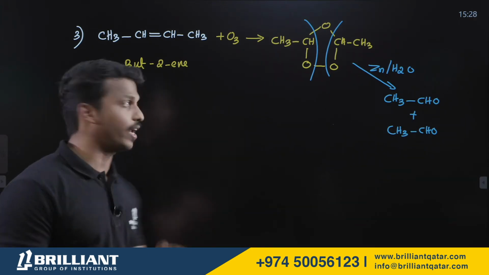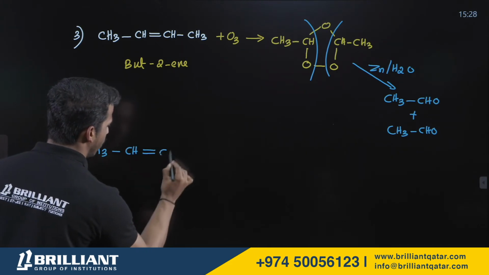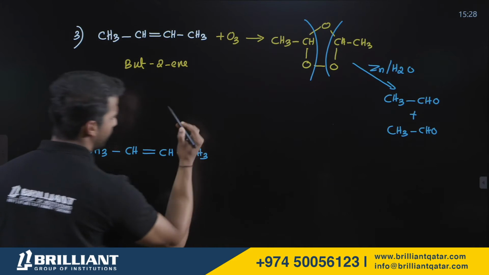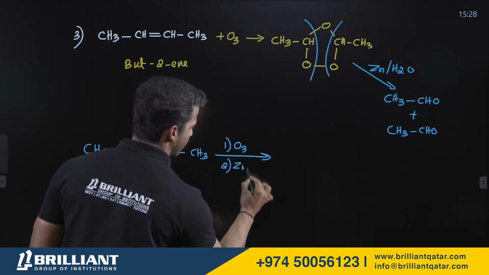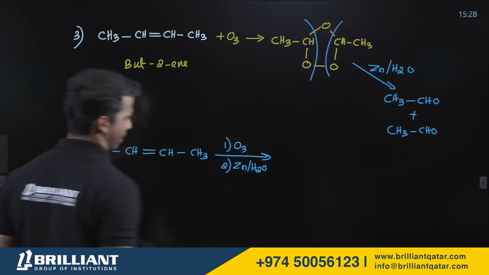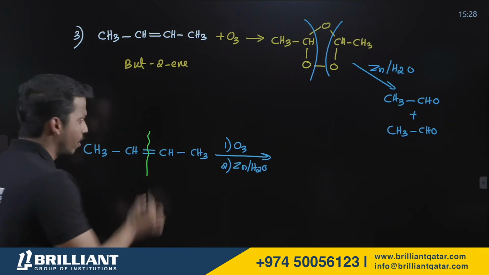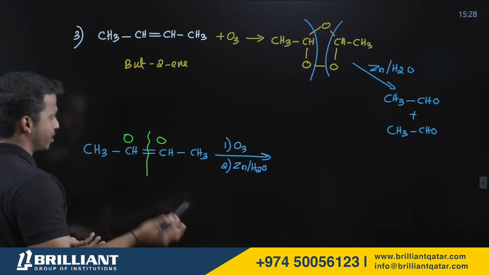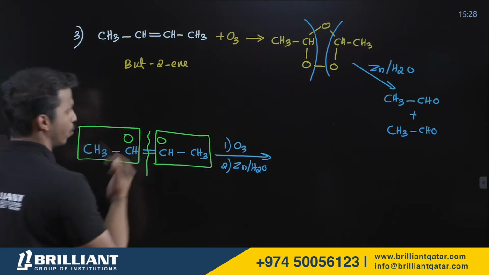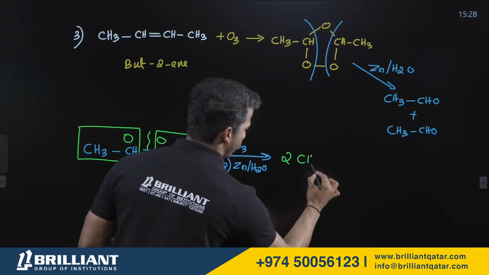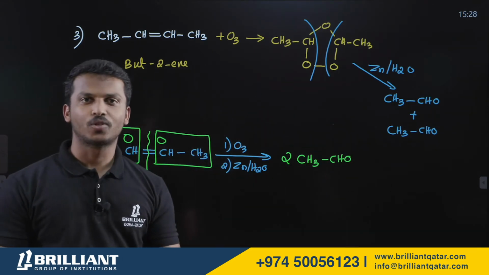Shall we go with the short trick? Here we have CH3 CH double bond CH CH3. When you treat with ozone and then with zinc and water, what is the product? Dear all, in these cases, break the bond. 1 oxygen left, 1 oxygen right. Yes, the product is ready. CH3CHO, CH3CHO. You will get 2 molecules of CH3CHO. Is it right? So we are preparing now.